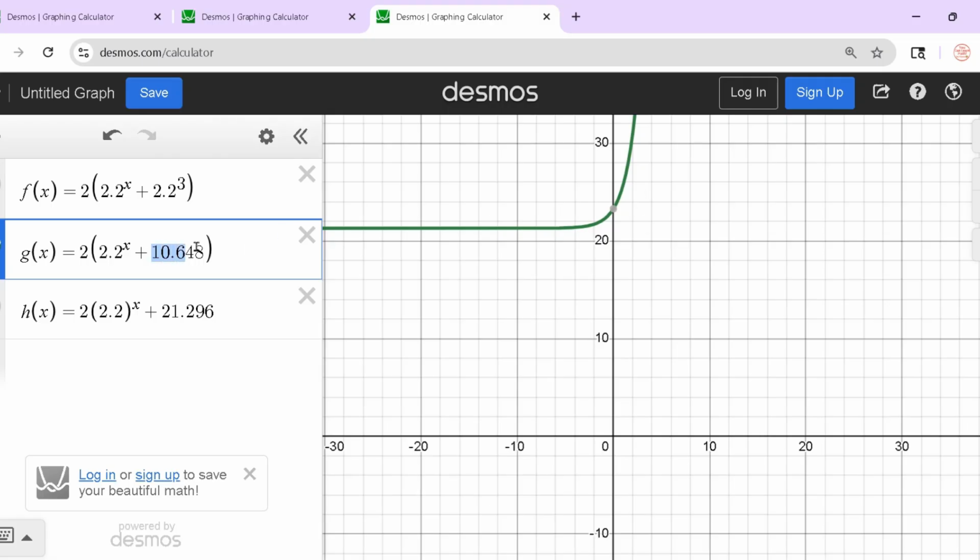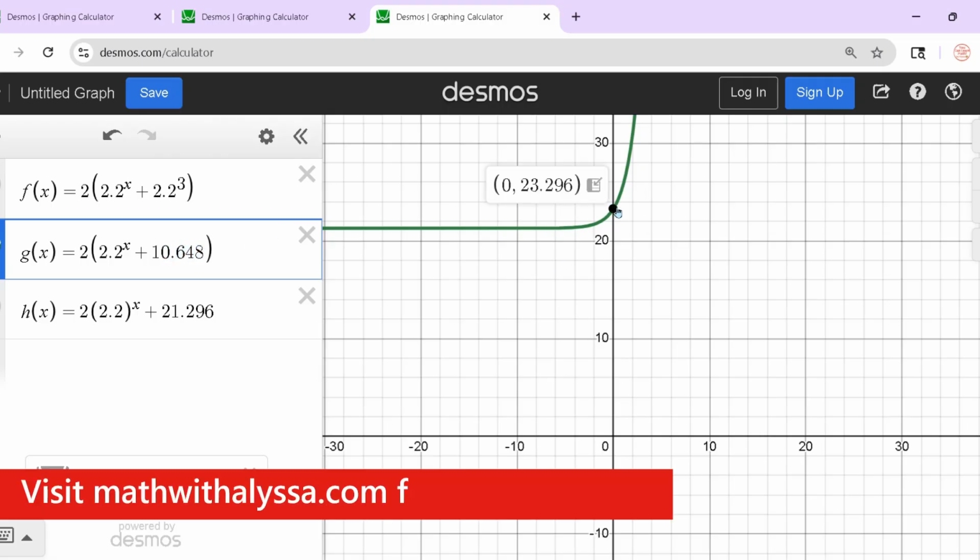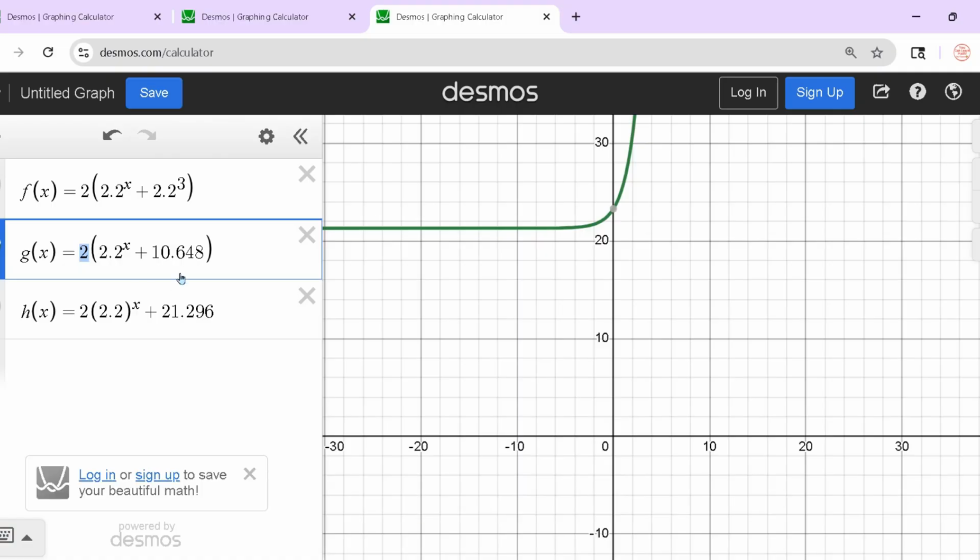And there my k is 10.648. My y-intercept is 23.296. They're not going to line up. Why? Because that k has something added to it, and in this case it's being multiplied by 2. Makes it even bigger. The difference is even greater. And then finally, what about h? Well, here, that 21.296 comes out to the outside, because that's a times k, which is our m. So 2 times 10.648 becomes our m there.